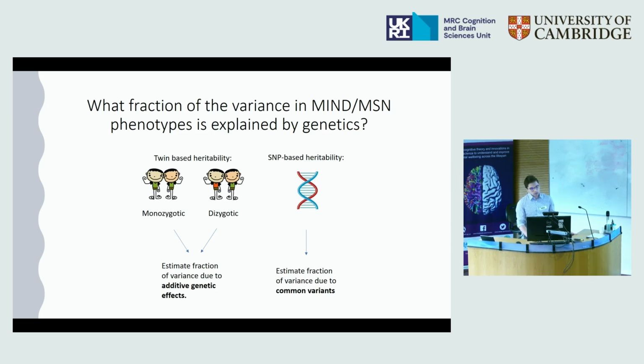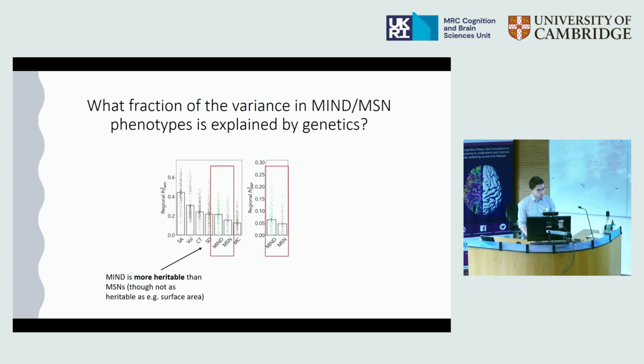And what we found is that we measured the twin-based heritability for both the degree of these networks, so the heritability of each degree, and also for each individual edge in these networks. And then we also did the same thing for SNP-based heritability. And what we found is that for both of these, MIND is more heritable than the corresponding MSN phenotypes, so more closely linked to genetic influence, or more driven by genetic influences.